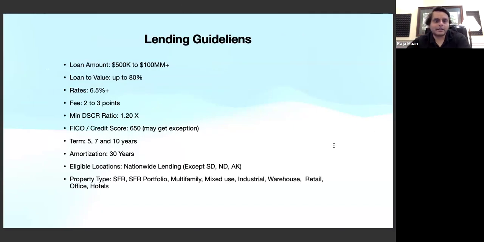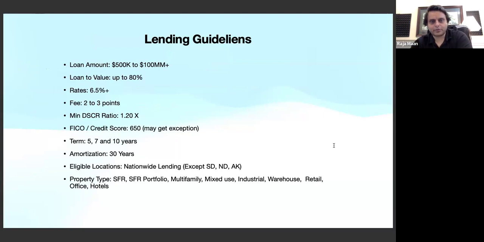Okay, lending guidelines. They're very flexible. We have multiple investors, so the loan amount minimum is $500,000. You can go up to 100 million. Loan to value, we can go up to 80%. Rate starting from 6.5, and fees from 2 to 3 points.